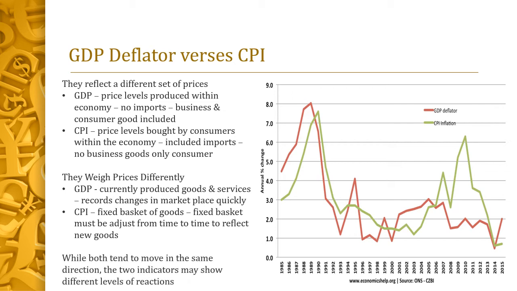Now they both tend though to move in the same direction, and that's what you see right here. They both move in the same direction, but they may show different reactions to what's happening in the marketplace. So one of the things you might notice is this one right here, where the CPI inflation really went up in 2010, but we don't see that the GDP went as much. And that's because the big difference with the 2008 Great Recession really tended to hit prices, not so much production.